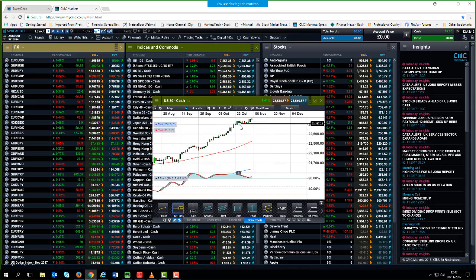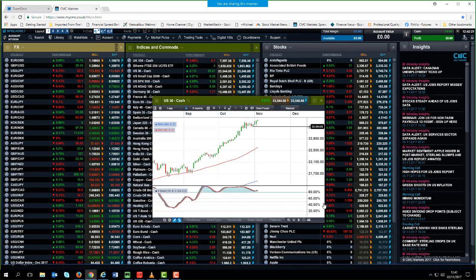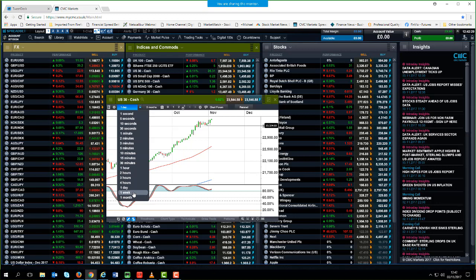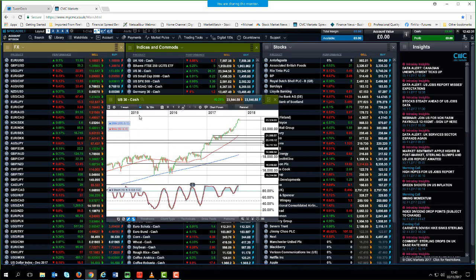So if we look at the US 30, at the moment we've got solid support around 23,300. That suggests to me that ultimately, whatever the data is, unless you get a black swan event or something significant that really does undermine investor confidence, the line of least resistance for stock markets is towards the upside.